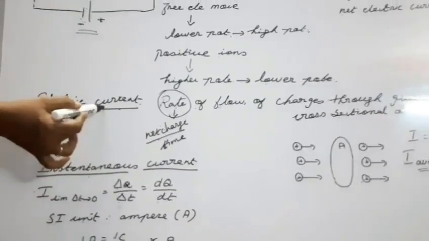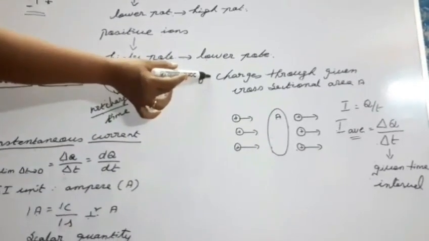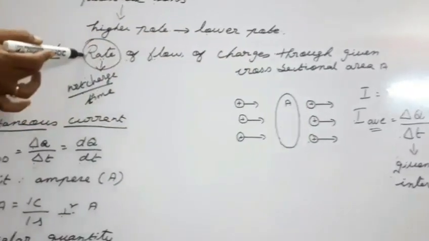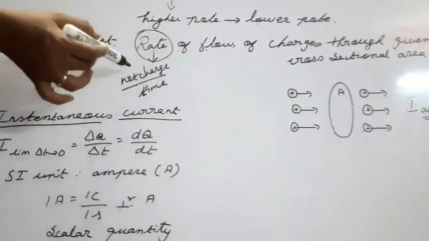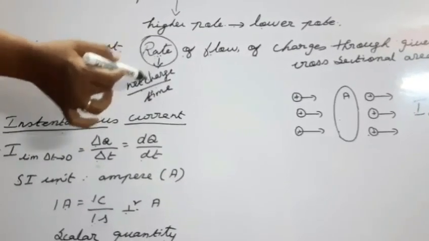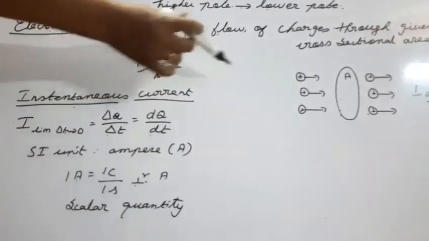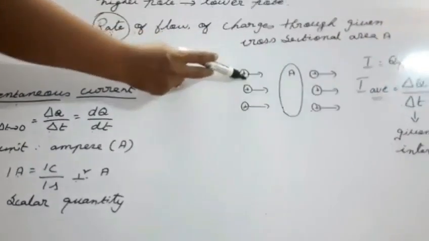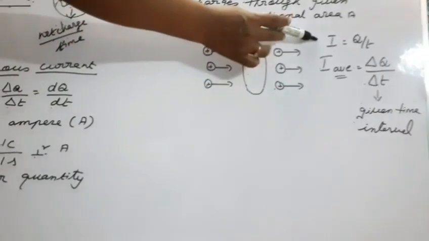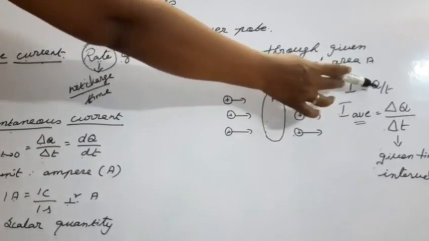What is electric current? Electric current is defined as the rate of flow of charges through a given cross-sectional area. Here, rate of flow of charges means the charge divided by time. So rate means it is per time, and net charge by time is known as the rate of flow of charges. Suppose this is one charge and the positive charge is moving in this direction. The current we calculate, capital I, is equal to Q by t, that is, charge by time.